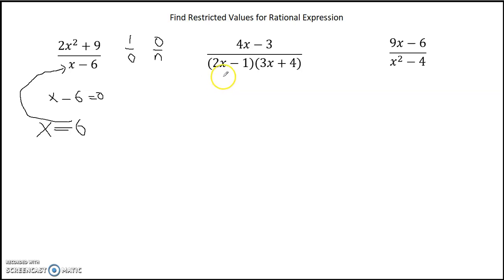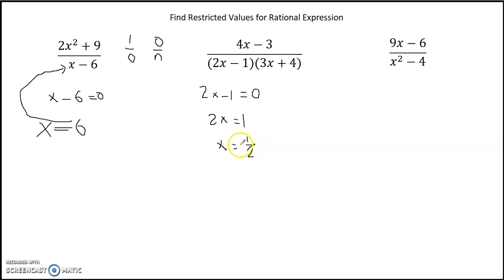All right, in this expression, we have a bunch of stuff here, right? All you have to do is take one of the terms at a time. So we're going to do 2x minus 1 equals 0, which, adding 1 on both sides, will become 2x equals 1, and then dividing by 2 on both sides, we'll get half.